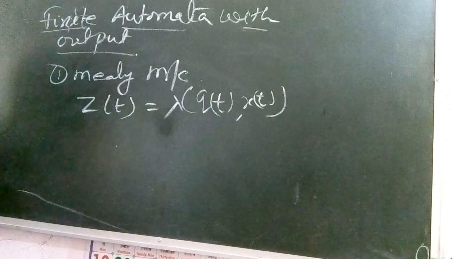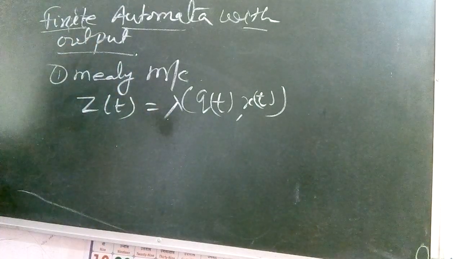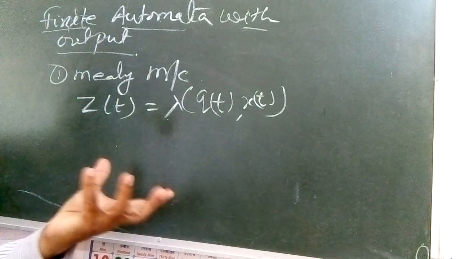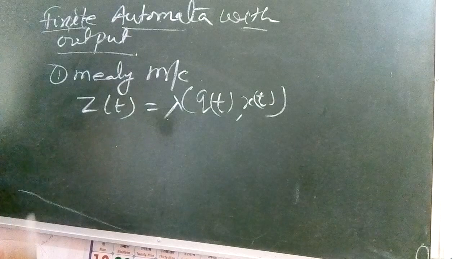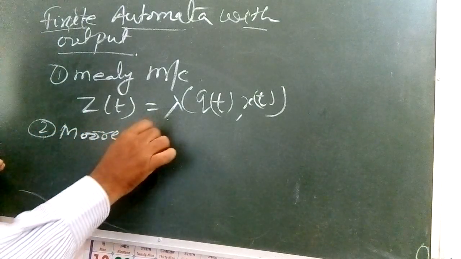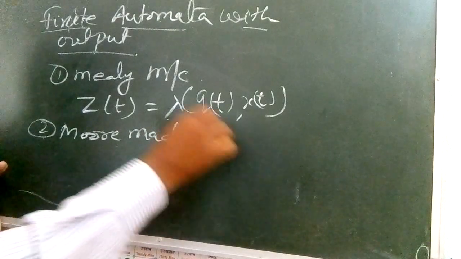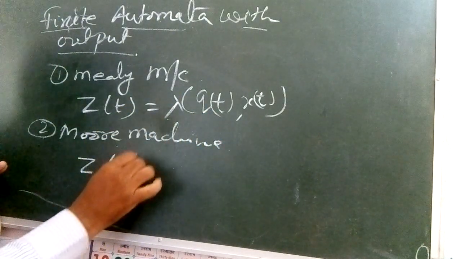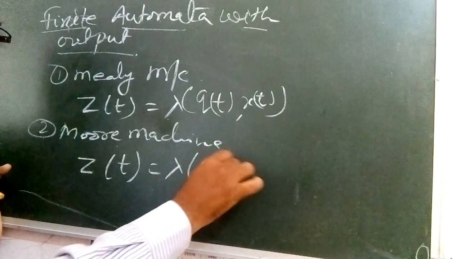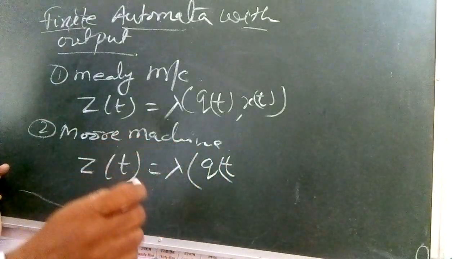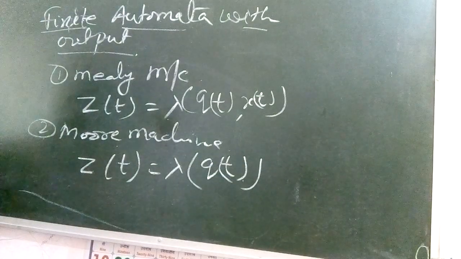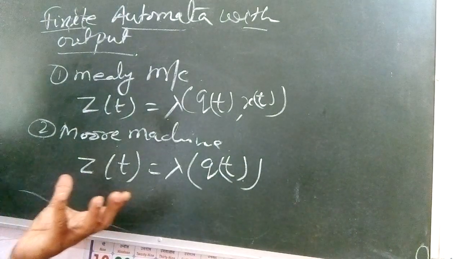Where lambda is called the output function. The generalized model of this pattern is called Mealy machine. The second machine is Moore machine, in which output zt is a function of qt only, state only. Such a machine is called Moore machine.